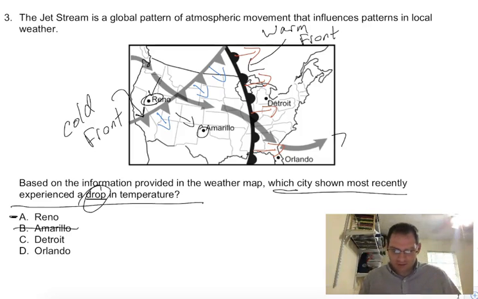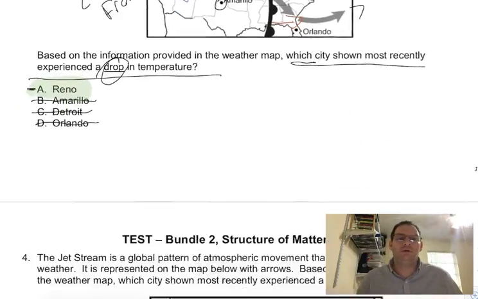Let's look at Detroit. Well, Detroit is about to get that warm front. I don't think it's going to be Detroit. And Orlando, well, they're sitting right above that jet stream, and getting that warm air, so that's definitely not it. So it looks like we're looking at Reno. Check A, Reno. All right, let's move on.